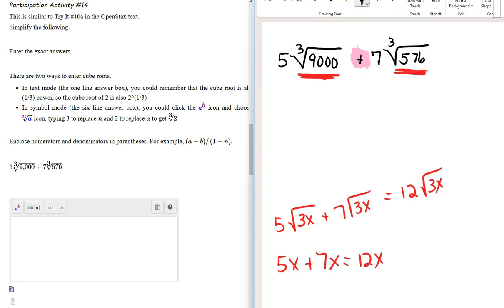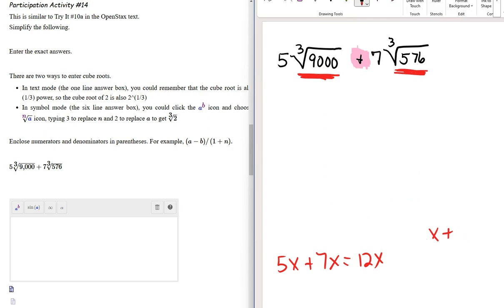So what I have are 5 cube roots of 9,000 and 7 cube roots of 576. That would be like having 5x plus 7y. They're not like terms. You can't add them. But can I simplify them into like radicals? That is the question. So let's see.